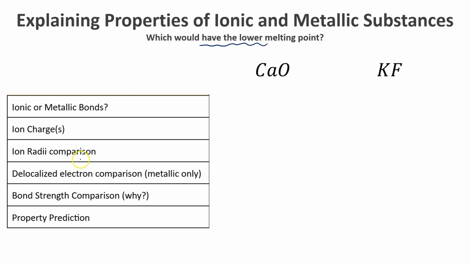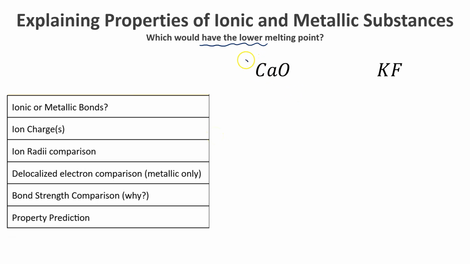You can see a list of 6 different factors over here that you've got to consider when making this analysis, and you can apply these same 6 things to really any scenario you're given when it comes to ionic or metallic substances. The first thing we've got to know is exactly what type of bonds are holding these substances together. Is it ionic or is it metallic?